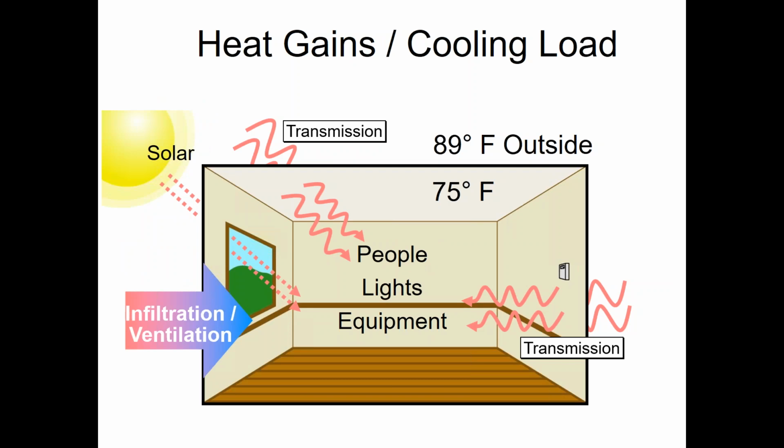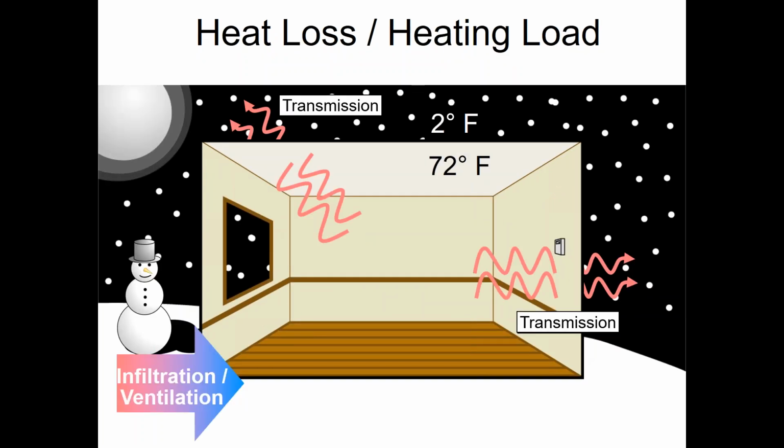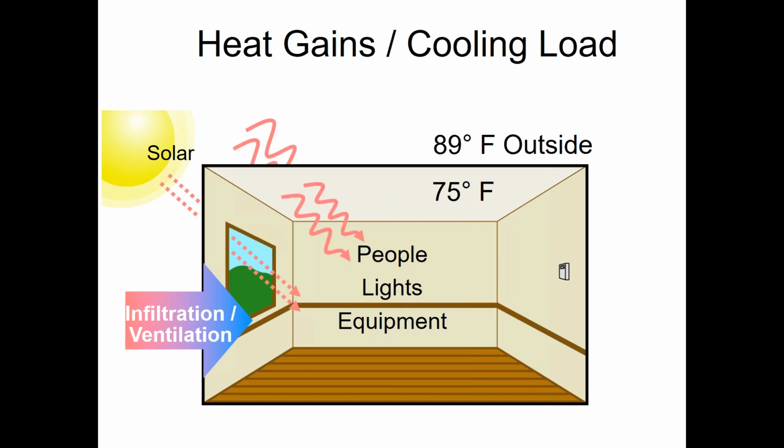So we have the transmission again. Now in this case, instead of a loss, it's a gain. Heat's coming into the building. It's still a function of how good is my wall and the delta T. In this case, 89 to 75, so I have a 14-degree delta T. Whereas on the heating, I had a 70-degree delta T. Pretty big difference in the Midwest, obviously. Those gains on the cooling side are much smaller than the losses on the heating side.